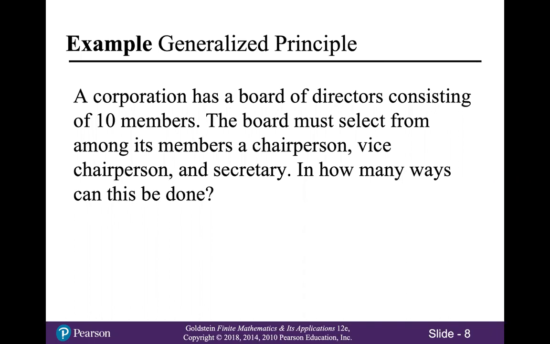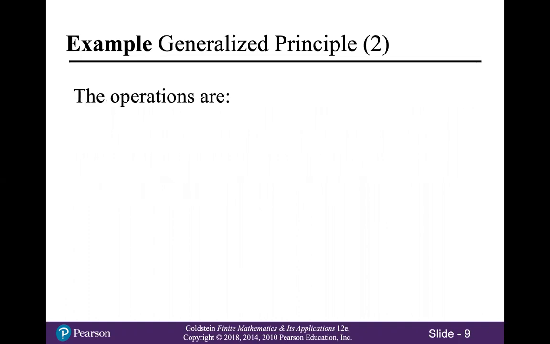Another example, a corporation has a board of directors consisting of 10 members. The board must select from among its members a chairperson, a vice chairperson, and a secretary. In how many ways can this be done? So at this point, you might want to pause the video, think about this, and then come back when you think you have the answer, which I will go over with you now.